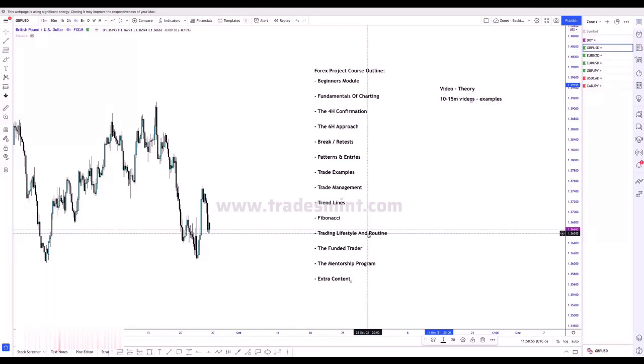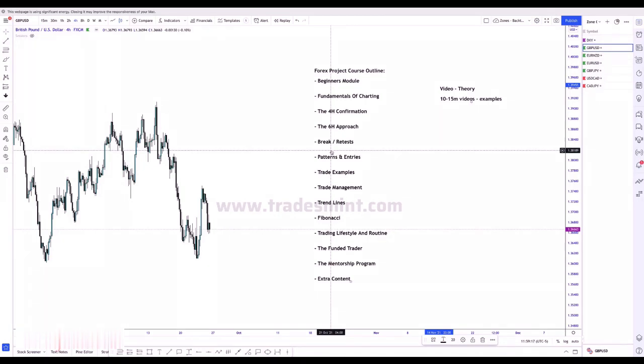Then we're going to move on to break and retest, teaching you how the market moves from certain levels to other levels. That way you can open up a chart and say, this is what's happening. Then we're going to move on to patterns and entries. This is putting together everything you've learned from break retest, the 6-hour approach, and all of this, and we're going to start actually taking and practicing taking trades.